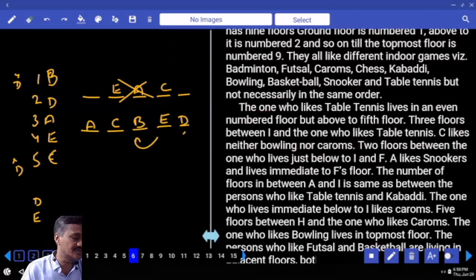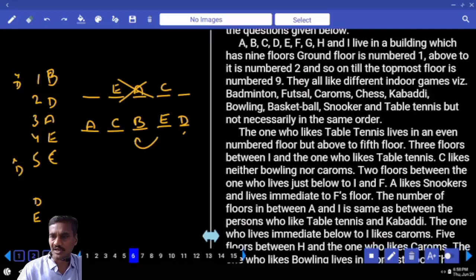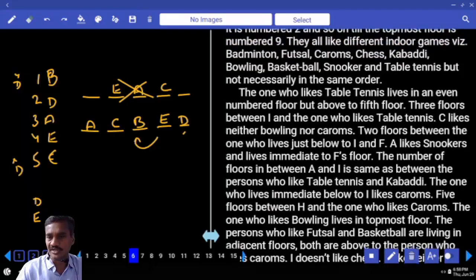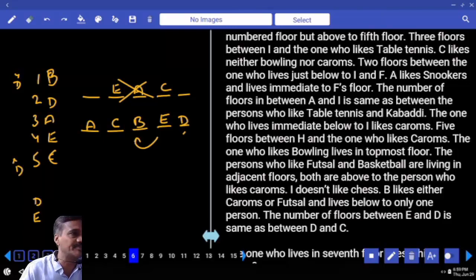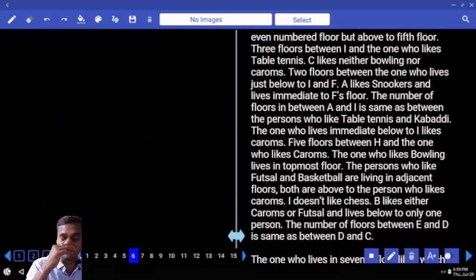Then next one, 6 onward, 6 to 10. And it is based on how many floors are there? There are 9. A through I live in a building which has 9 floors, ground floor is 1, above that is 2, and so on, up to the 9th floor. And each one of them plays different games. The floor arrangement along with the parameters is given. First priority. Coming back to this one, questions 6 to 10. How many floors are there? 9, 8, 7, 6, 5, 4, 3, 2, and 1.